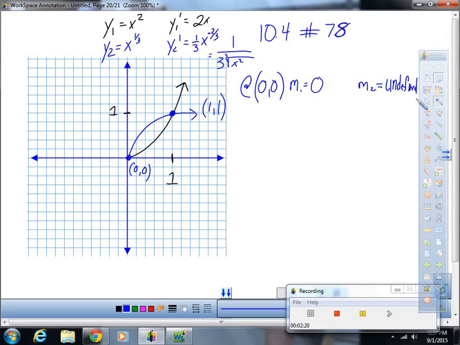At the point (0, 0), the unit tangent vectors could be, well, if the slope is 0, that's a horizontal line. So that could be represented in a unit tangent vector by <1, 0>. And this slope would be <0, 1>. And notice their dot product is 0. And you already knew that the angle between them at point 0 would be 90 degrees, okay?